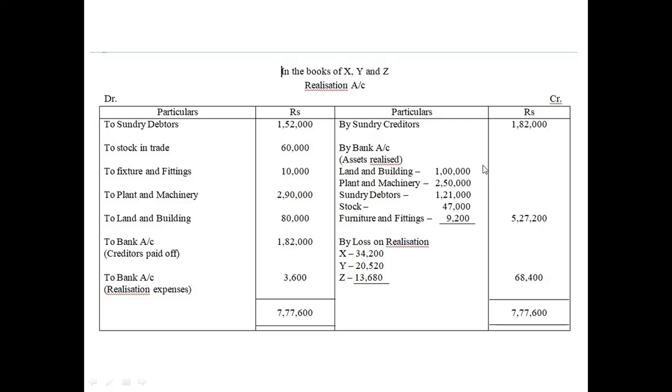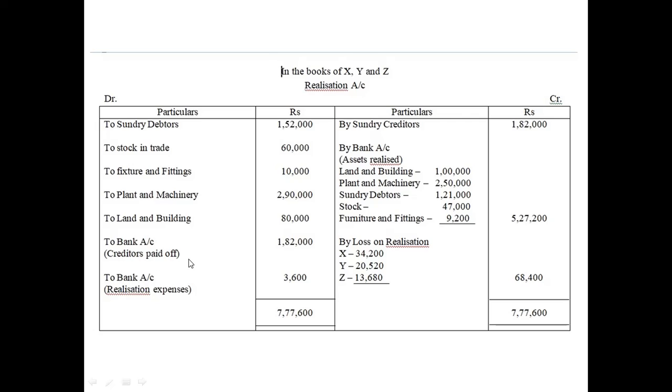Regarding sundry creditors, nothing has been mentioned here. As we all know, if nothing is mentioned about the payment of a liability or the realization amount of any asset, it will be paid or realized in the full amount. Hence, sundry creditors will be paid in full amount to bank account. Creditors paid off 1,82,000. Because the question has not mentioned sundry creditors, it will be assumed that they are paid in full. So write 1,82,000 in bracket. You can write creditors paid off.